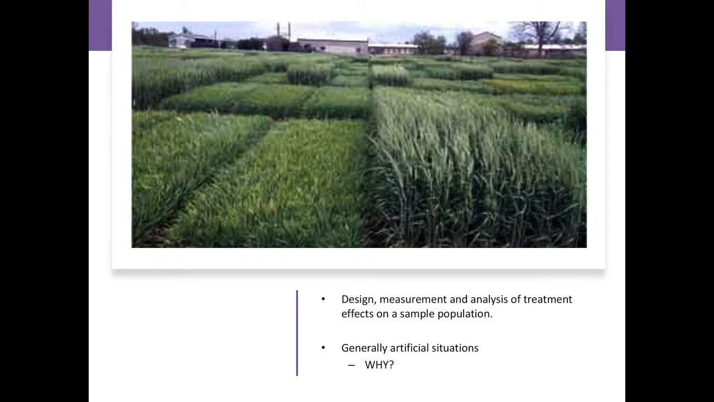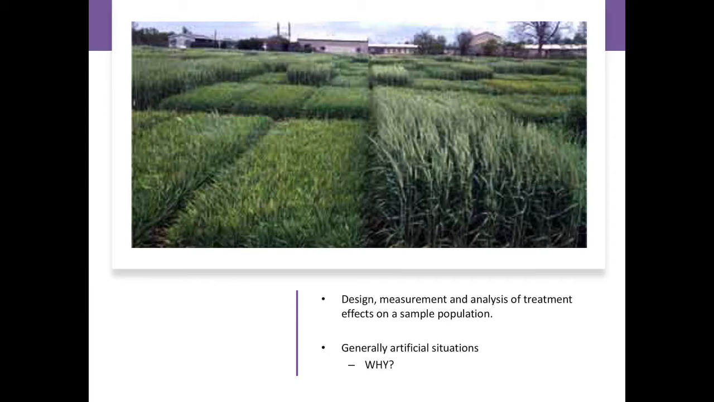If we look at a lot of test plots, this is a test plot here, then you will see that we're trying as much as possible to randomize things. We are trying to do different treatments. We are trying to do this in an artificial system as much as we possibly can. Why do we want it in an artificial situation? Because then we can control as many things as possible.